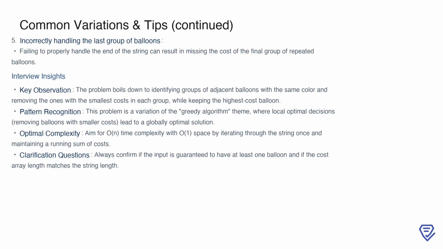Now, let's focus on some key insights for interviews. The essence of this problem is to identify groups of adjacent balloons with the same color and systematically remove the ones with the smallest costs in each group, while keeping the highest cost balloon. This boils down to a classic greedy algorithm, where making locally optimal decisions by removing the smaller cost balloons leads to the globally optimal solution. To achieve this efficiently, aim for O(n) time complexity with O(1) space by iterating through the string once and maintaining a running sum of costs.